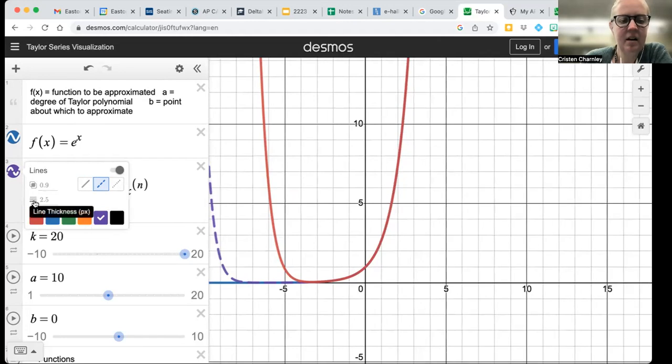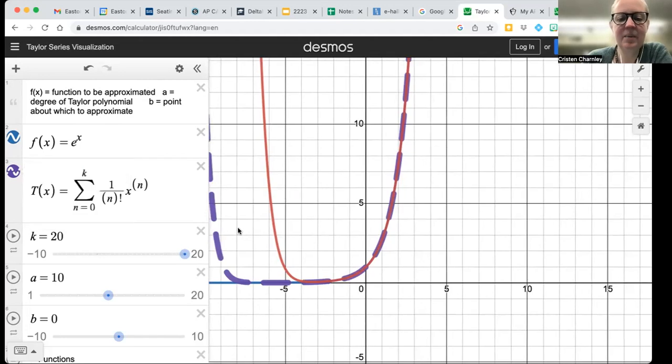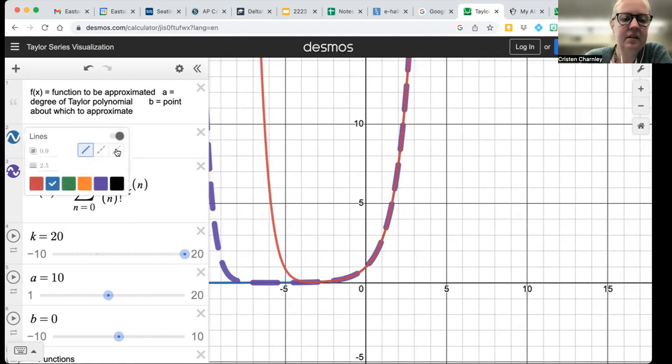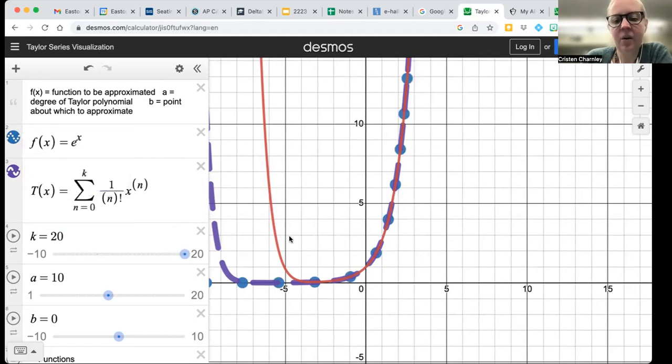Maybe if I make it thicker. There we go. Now you can see the purple one. And then the blue one as well. We'll make it look like this. There we go. So it looks kind of goofy over here on the right-hand side, but you can see that all 3 are plotted together.